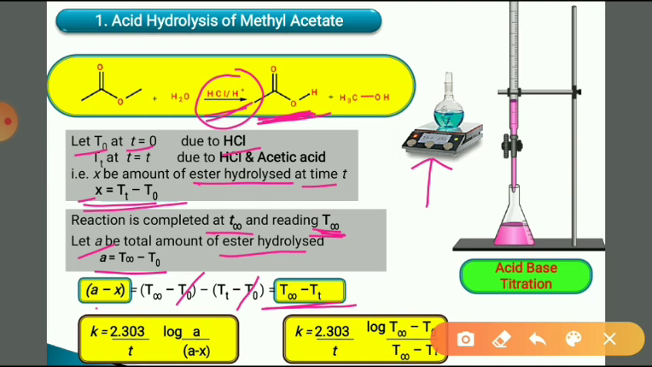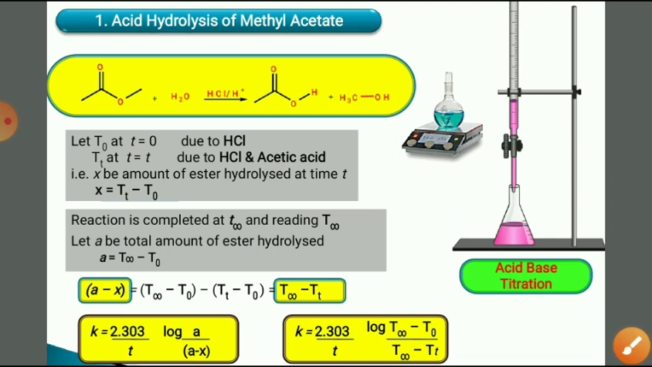Now we know the integrated rate equation for a first order reaction, that is k equal to 2.303 upon t into log a upon a minus x. Just put the values of a and a minus x in this equation, which we already have. Finally we get k equal to 2.303 upon t into log of (T infinity minus T0) upon (T infinity minus Tt). So this is the way to calculate the rate constant of a pseudo first order reaction by the volumetric method.